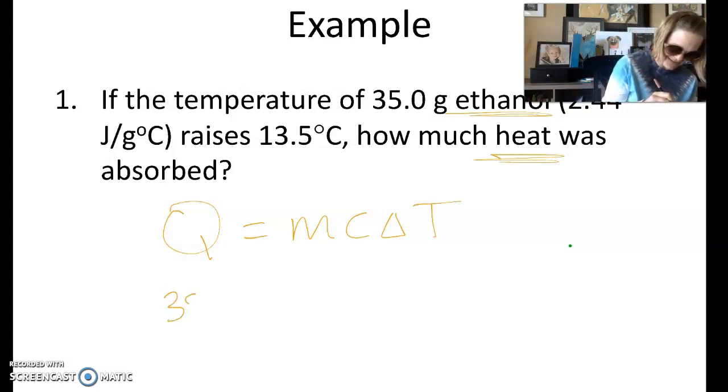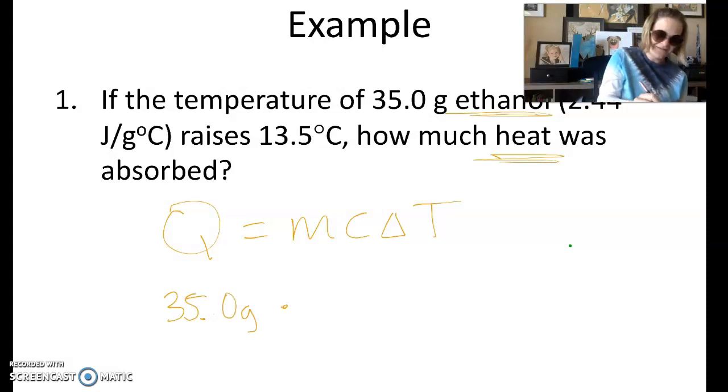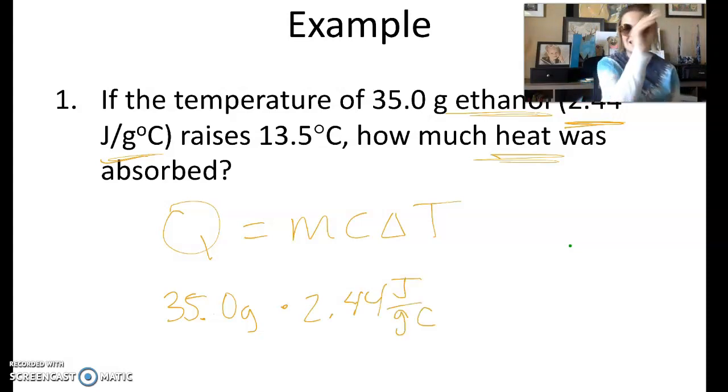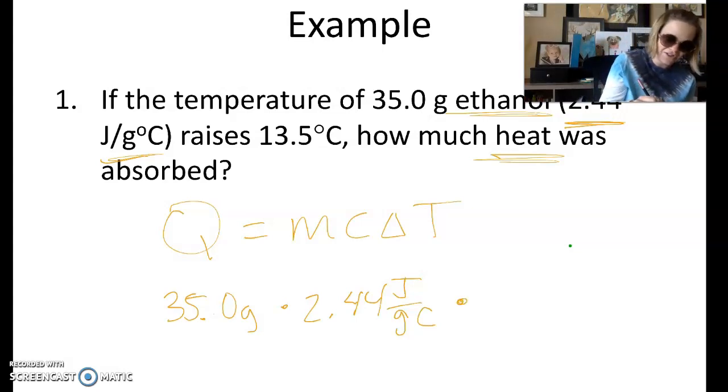we have 35 grams of ethanol. And ethanol's heat capacity, so I'm giving that to you here, is 2.44, and I'm going to write the units, joules per gram Celsius. The energy it takes to heat up 1 gram, 1 degree Celsius, and we are changing its temperature 13.5 degrees Celsius.